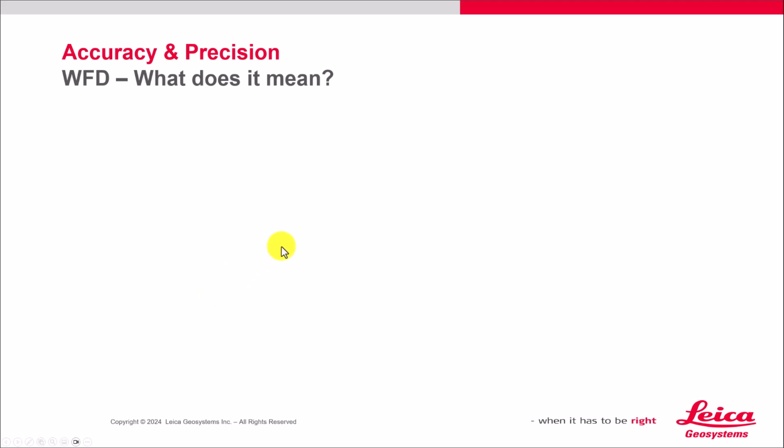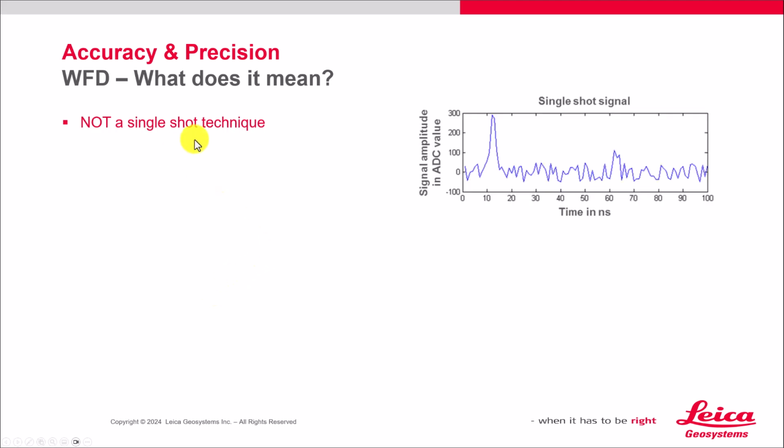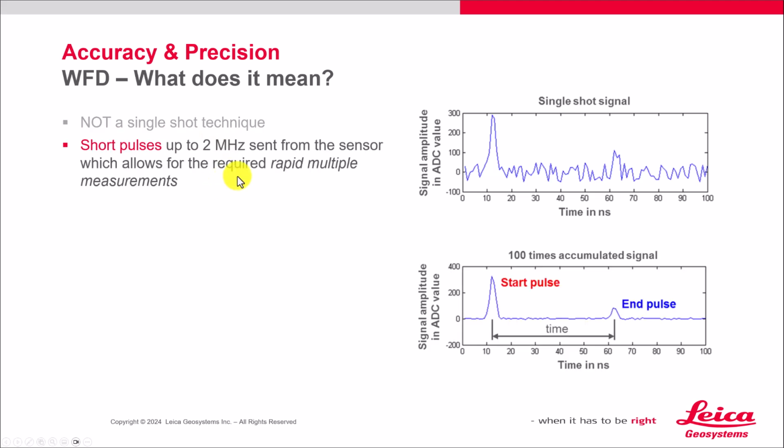Again, what does waveform digitizer mean? Well, it's not a single shot technique. It's short pulses. Here's the start of a pulse, and the pulse gets smaller the farther it goes out. They're sent from the sensor, which allows for rapid multiple measurements. So you can send many pulses, and that's how you can take a lot of measurements.